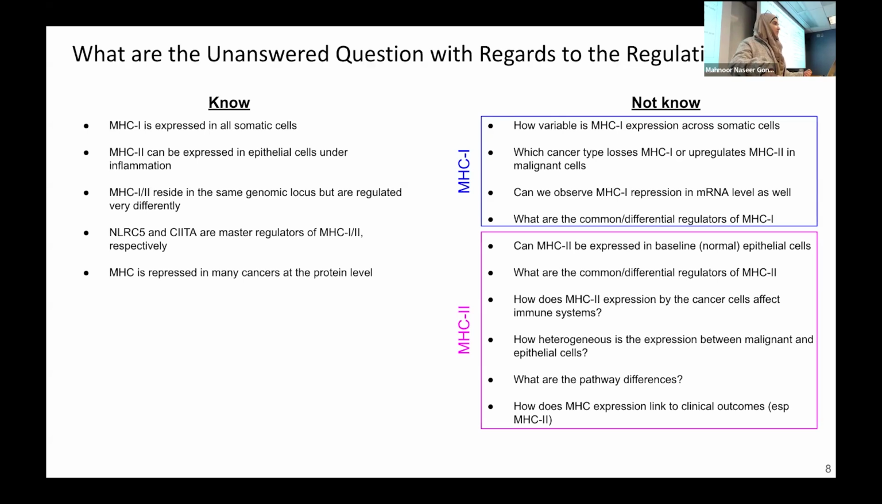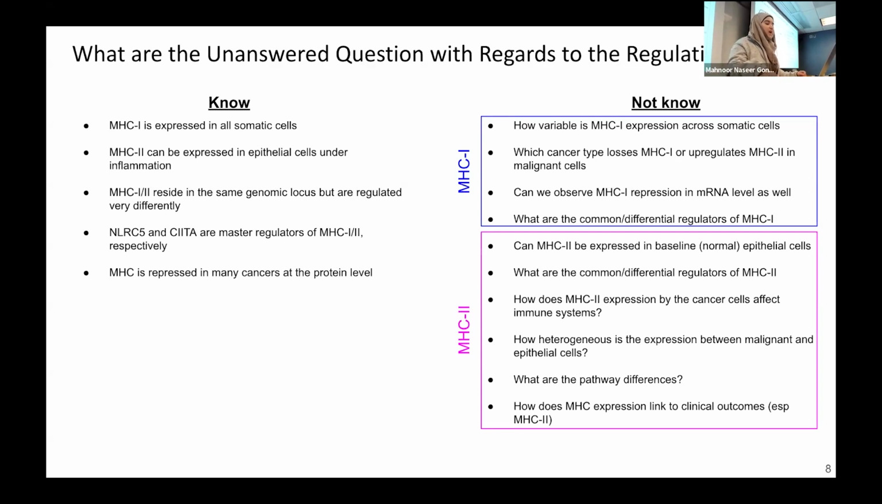So cancer is a weird phenomenon. It has a very different reaction to different things. So we still don't know a lot of things about MHC. Can we observe MHC class 1 repression at the mRNA level as well? And lastly, what are the differential regulators of MHC class 1? Like I showed you before, we still don't know what all the major players are.